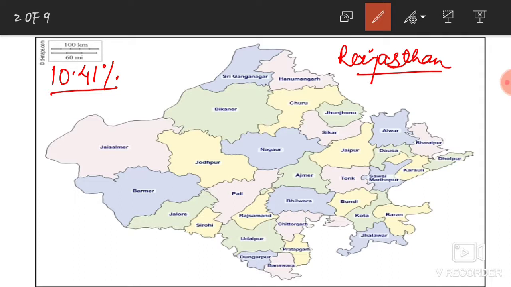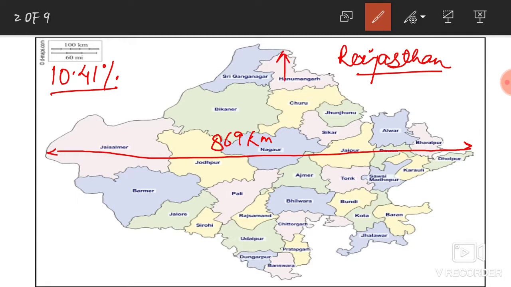What is the geographical extent of Rajasthan, meaning what is the length of Rajasthan? If we talk about the length of Rajasthan from Jaisalmer to Dholpur, it is around 869 kilometers, and if we talk about the north to south extent of Rajasthan, it is 826 kilometers.